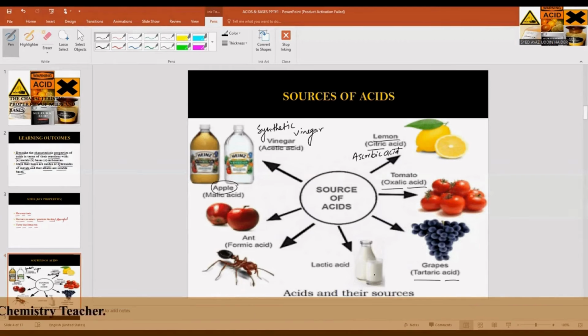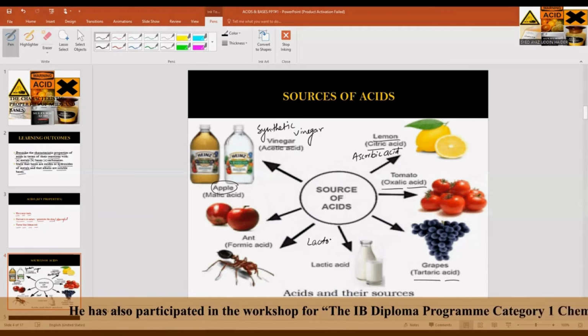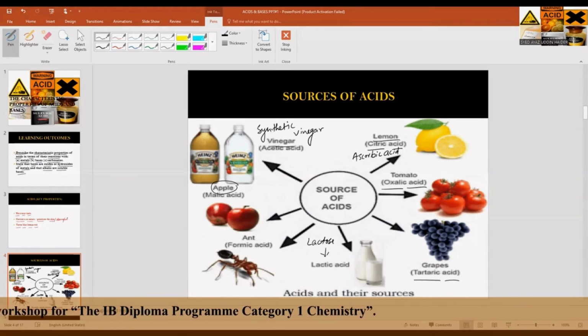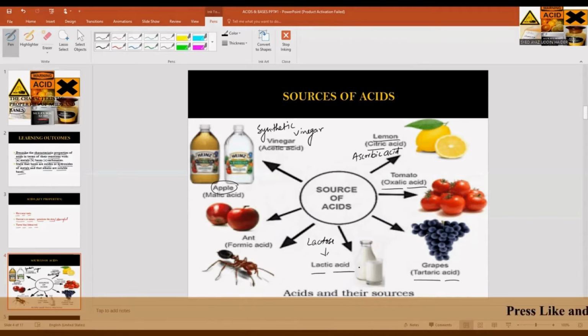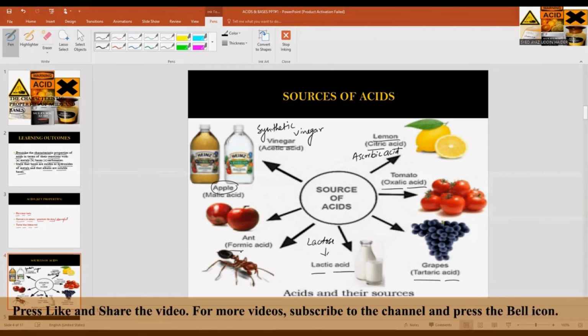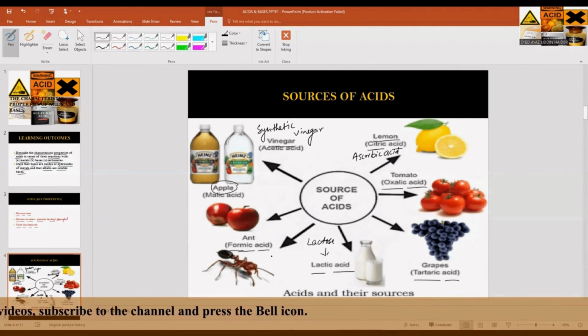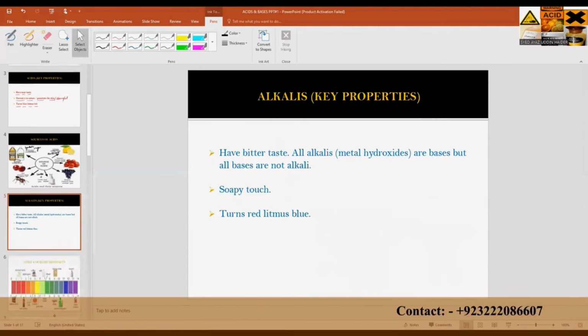When the milk turns sour, the milk sugar converts into lactic acid. Milk sugar is lactose and it converts into acid, lactic acid, and contains acid and it is formic acid. The name formic comes from Latin word formica, which means ants.